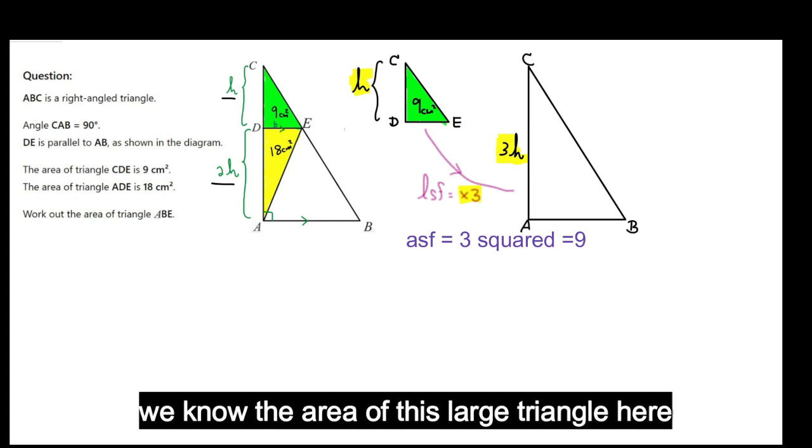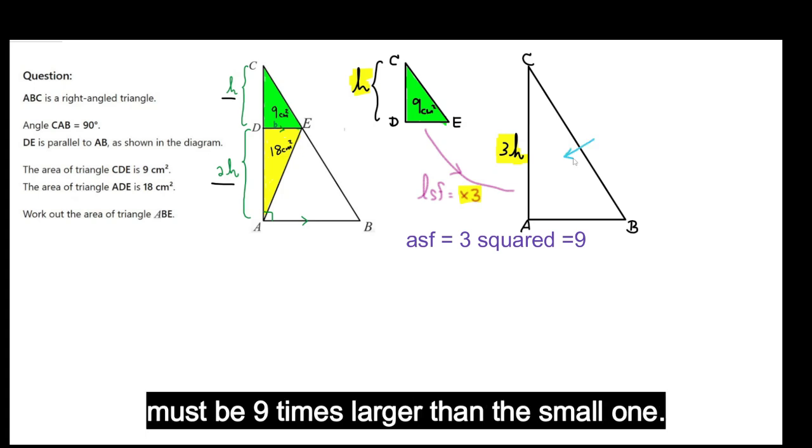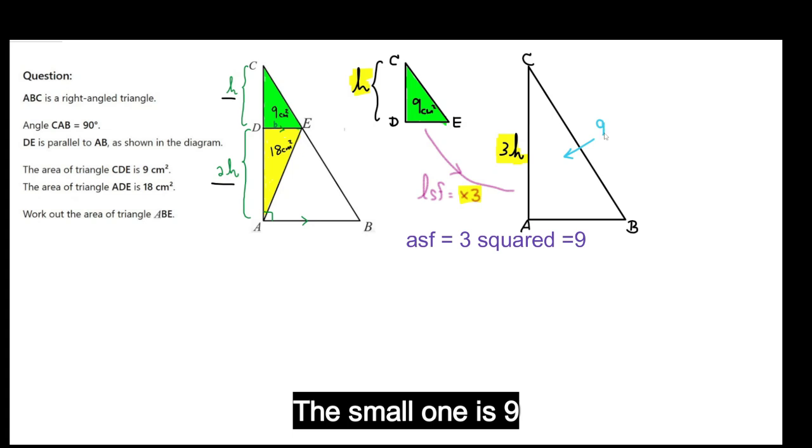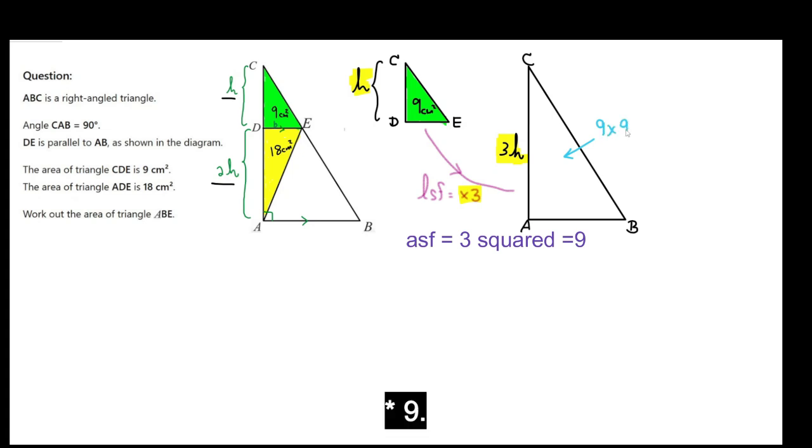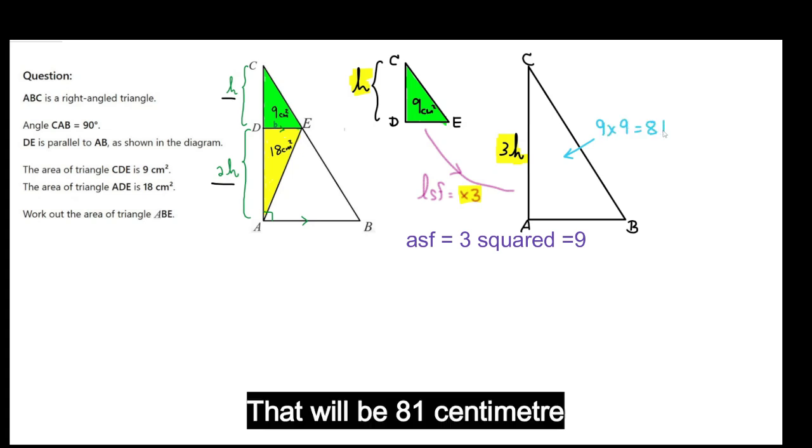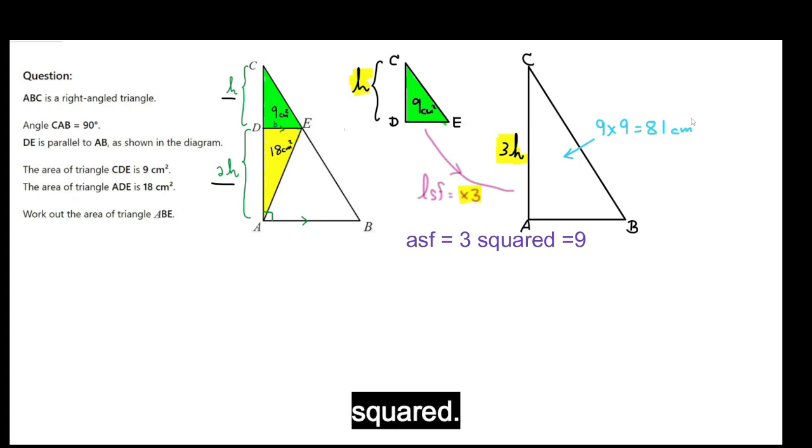So we know the area of this large triangle here must be 9 times larger than the small one. So the small one is 9 multiplied by 9. So that will be 81 centimeters squared.